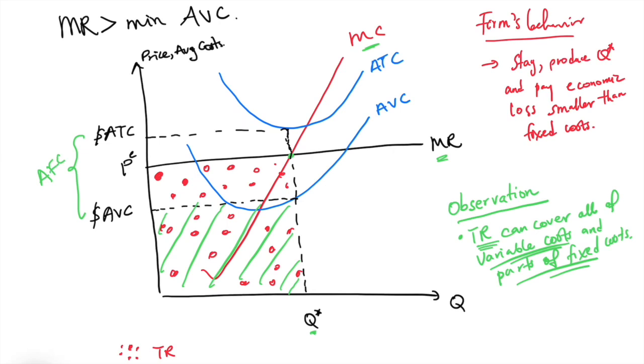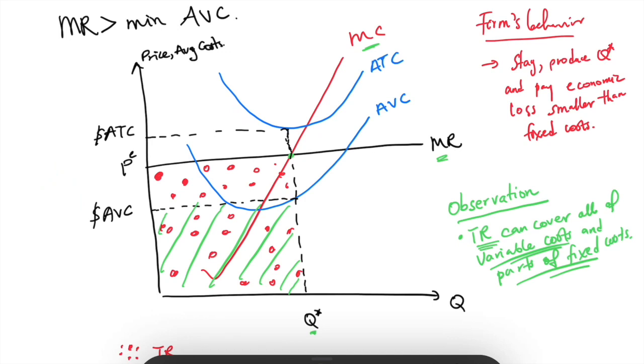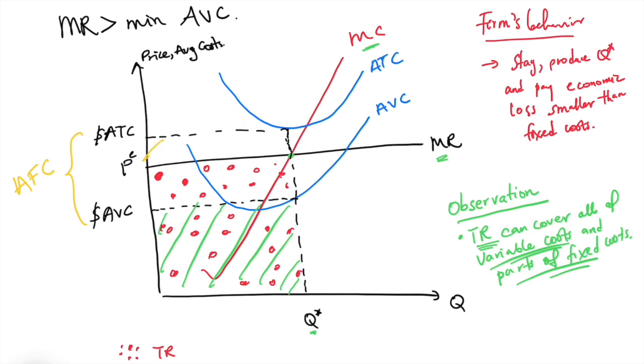Fixed cost will be the distance from ATC to AVC, right? That is average fixed cost times Q star will give us all of fixed cost. So let me do this in yellow. That way, let me get rid of this for now and I'll do it in yellow. All right, so this is my average fixed cost, AFC times Q star will give us fixed cost. Now I'm going to shade fixed cost in yellow.